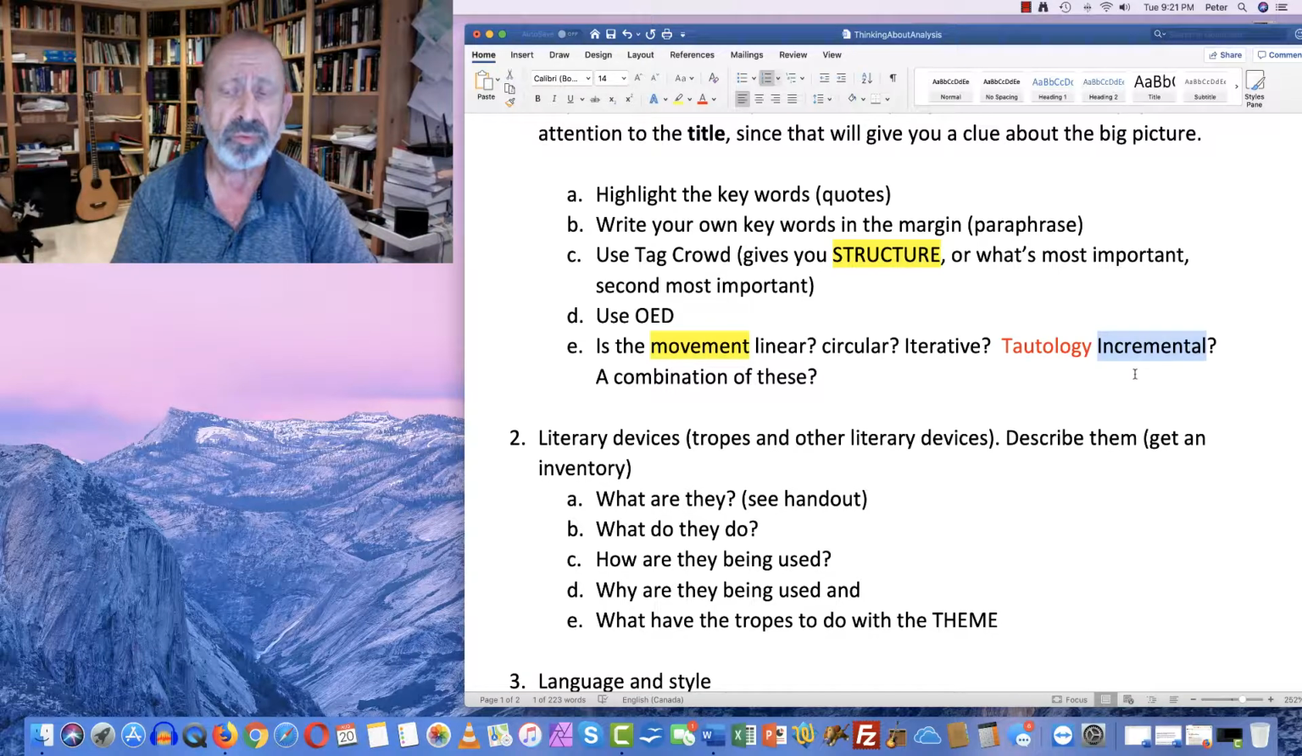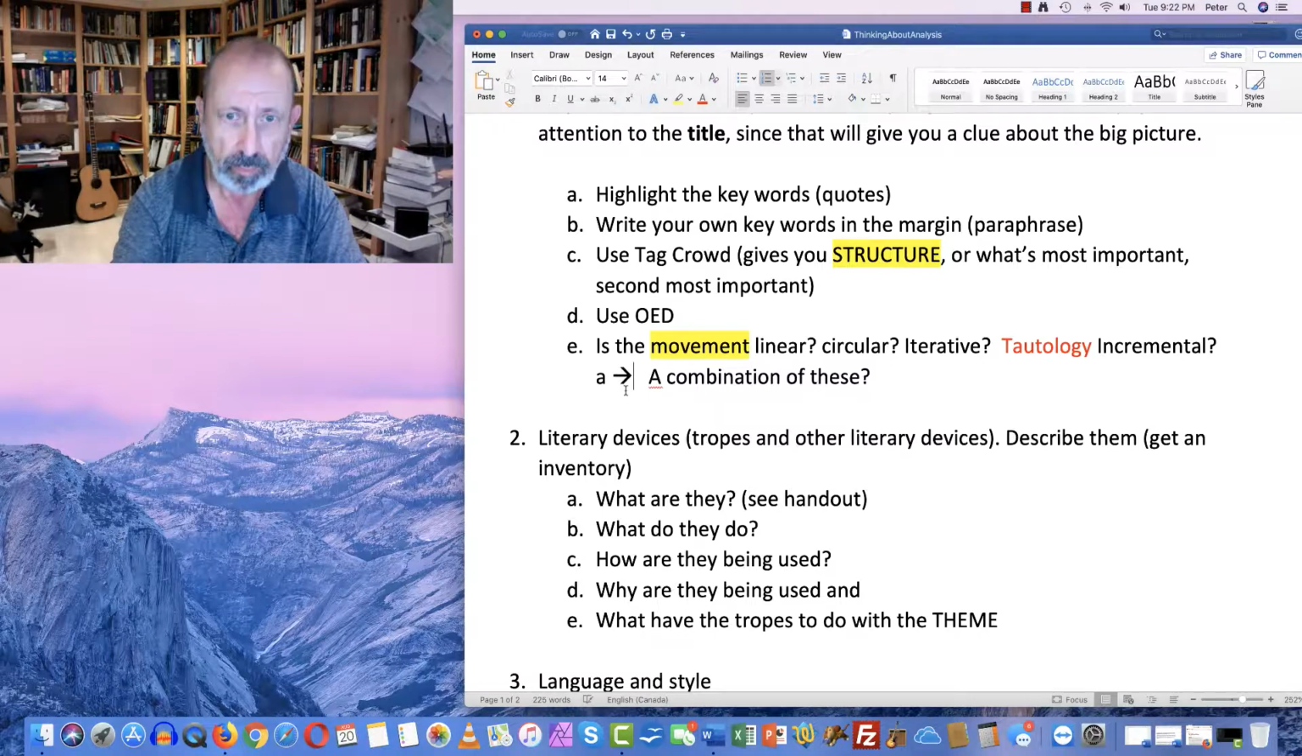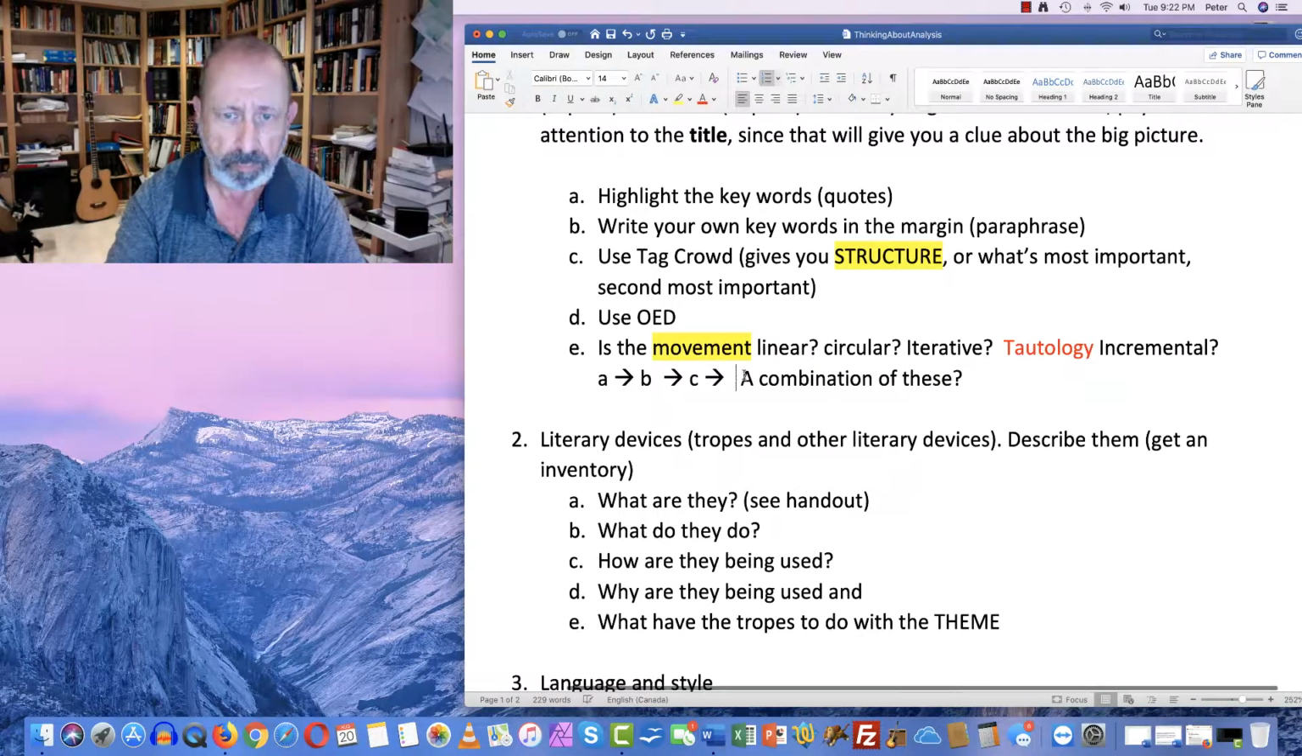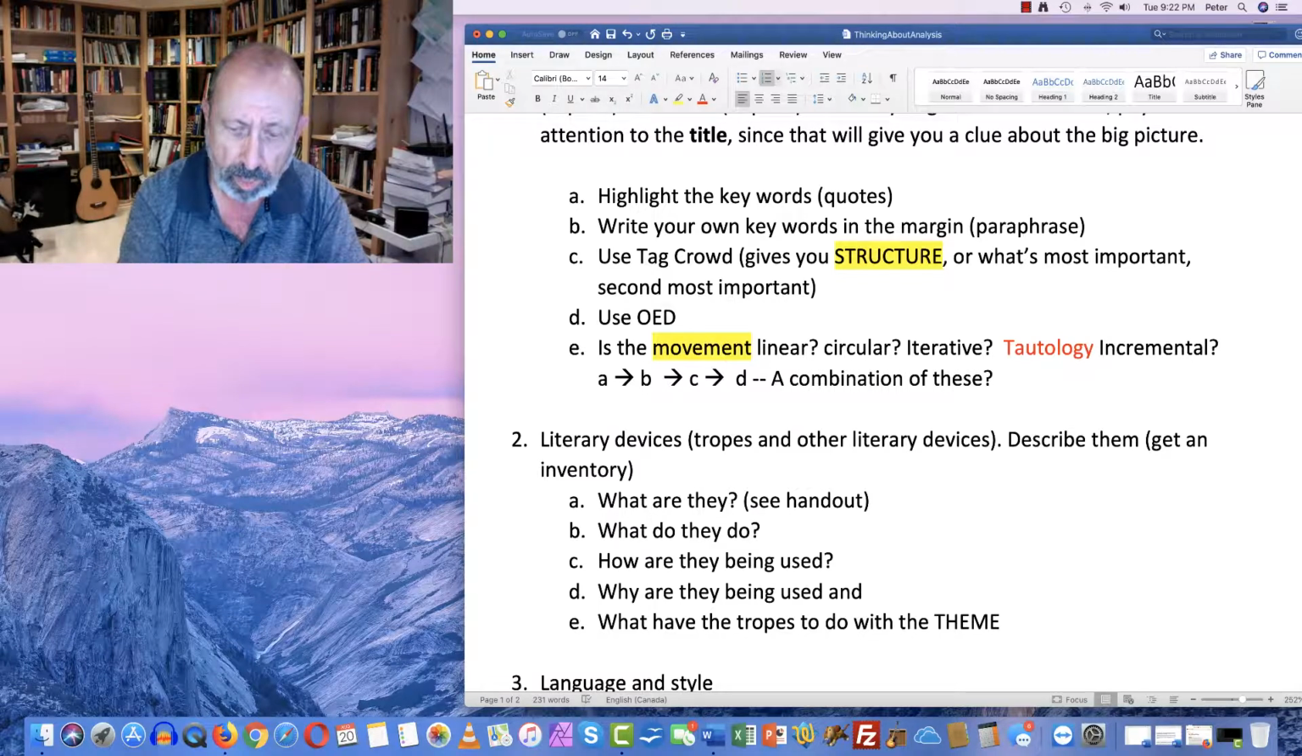You can have a text that is both iterative and incremental, which means that the progress of the story or the argument is, I'm just going to put it in here, is kind of sequential. So you start with A, go to B, you go to C, you go to D, and then you go back to B. And to C. And you get the idea.